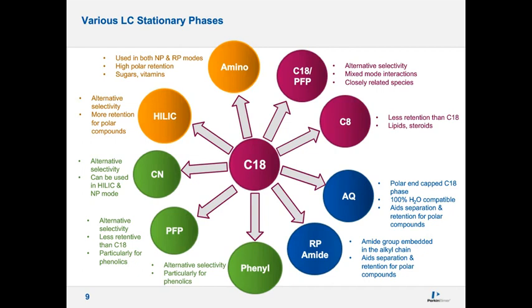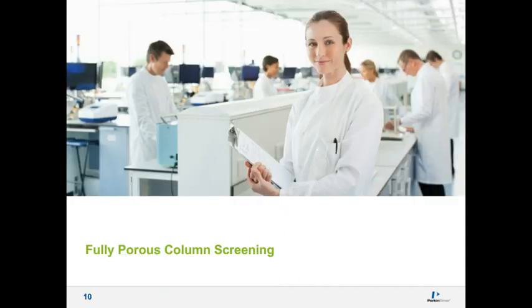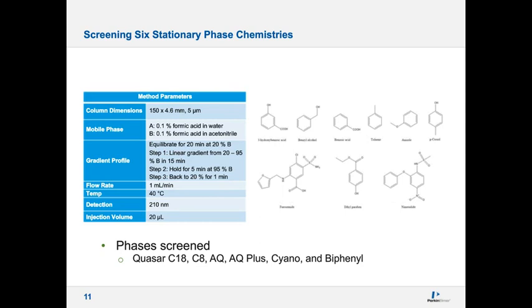So how can these different phases impact the chromatography? In the next few slides, I'll show a couple of examples of initial screening of various stationary phase chemistries using fully porous columns. The first method development example is the screening of 6 stationary phases of the same dimensions using the same mobile phase conditions for a mixture containing the following 9 compounds. A simple gradient program was carried out with a mobile phase containing water and acetonitrile with 0.1% formic acid.